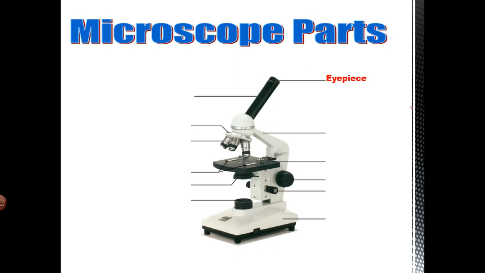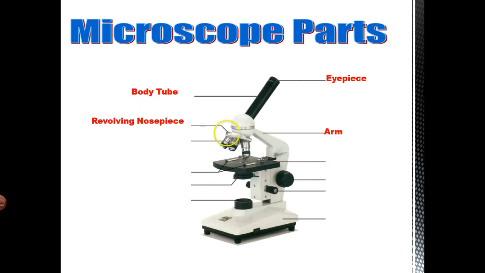So let's start up here at the top with the eyepiece. This is where you look through the microscope. The eyepiece is connected to the body tube. That just provides the proper amount of space for the light to travel through. This piece here is the arm. It's what holds up the eyepiece and the body tube.